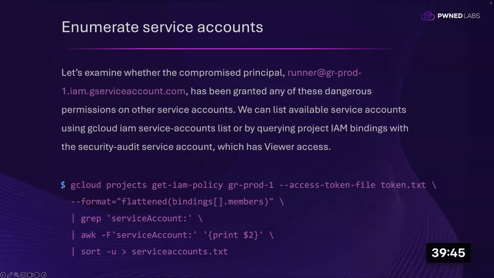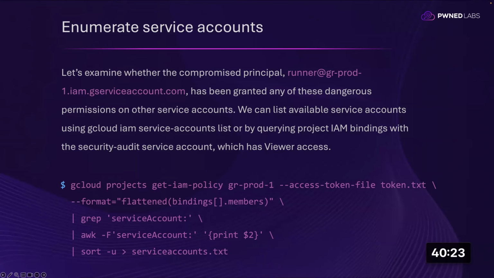So we have a compromised principal in a GCP environment. Say we're on an engagement for a gigantic retail company, and we've compromised the principal runner, the grprod1 service account. We're operating in the context of this service account, and now we need to check if it's been granted any of these dangerous permissions on other service accounts.